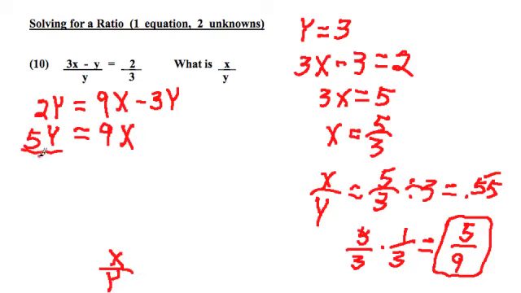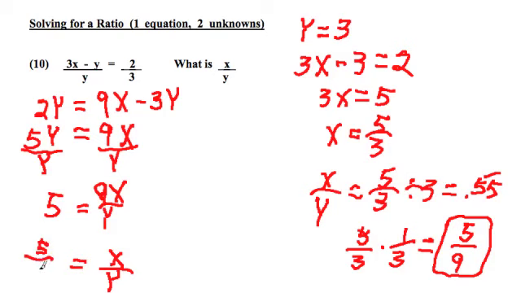And our target is to get it to look like x over y. So we want y on the bottom, so we divide through by y. So we have 9x over y is equal to, y's cancel out, 5. And we divide both sides by 9, we get x over y equal to 5/9. So that would be the algebraic solution.